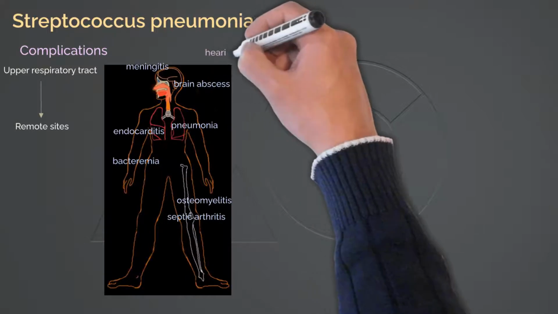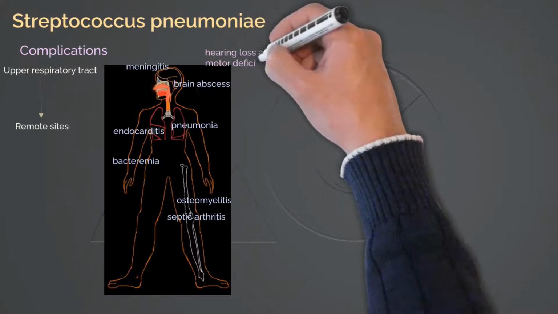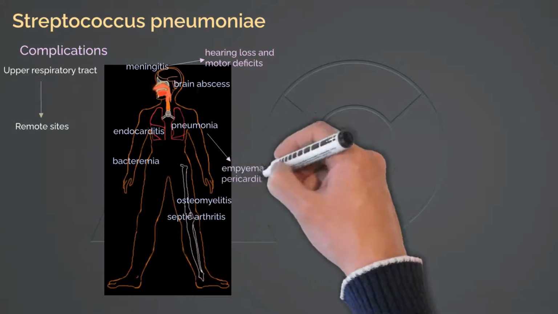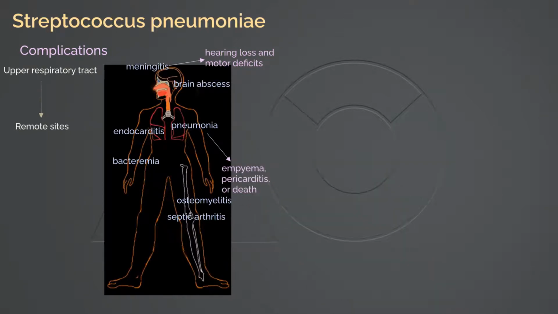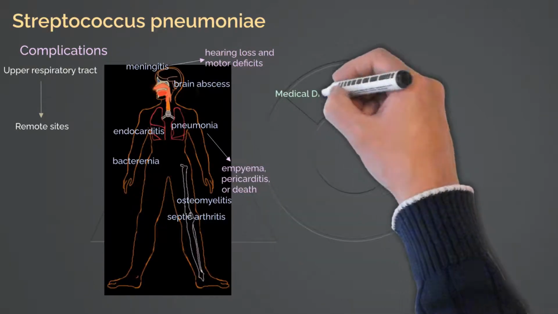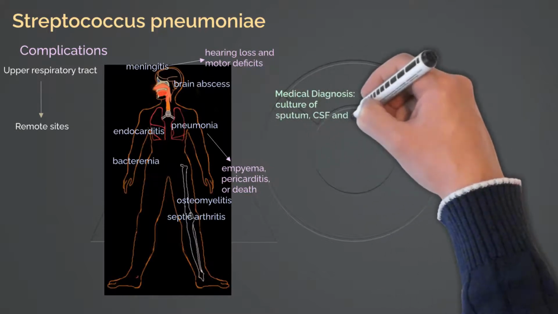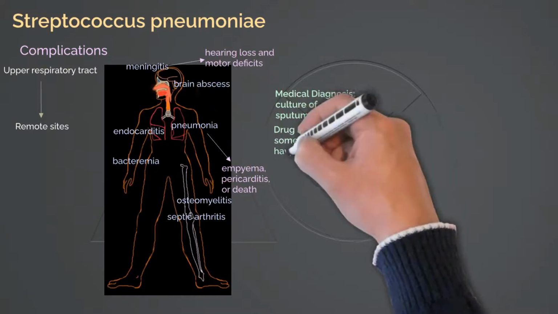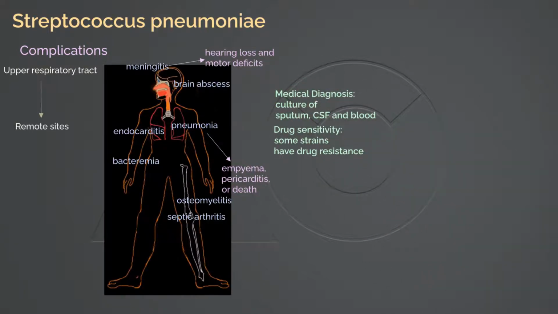Neurological sequelae such as hearing loss and motor deficits are associated with otitis media and meningitis. Furthermore, pneumonia can lead to empyema, pericarditis, or death. Medical diagnosis is made through culture from specimens collected from sputum, CSF, or blood. Drug sensitivity is a must. Many strains of Streptococcus pneumoniae have already developed resistance to penicillin.